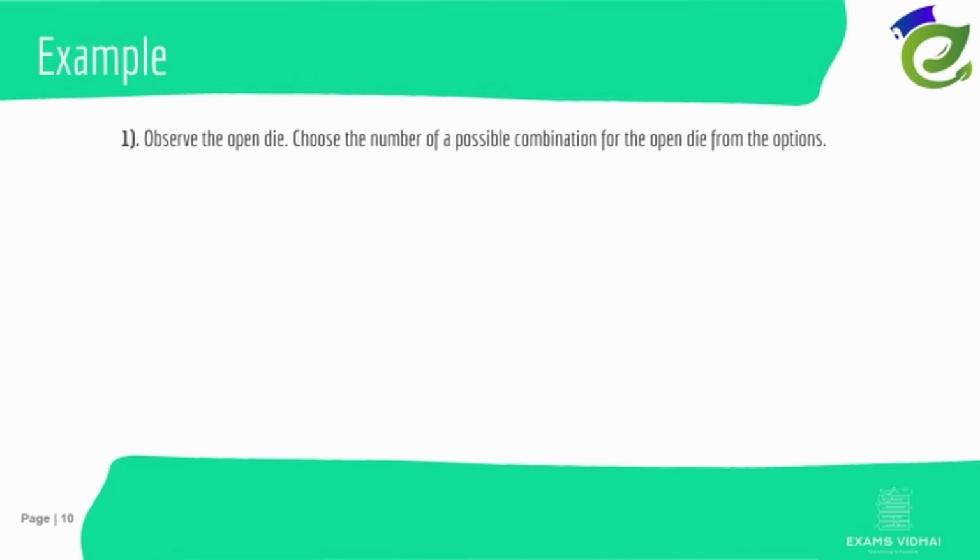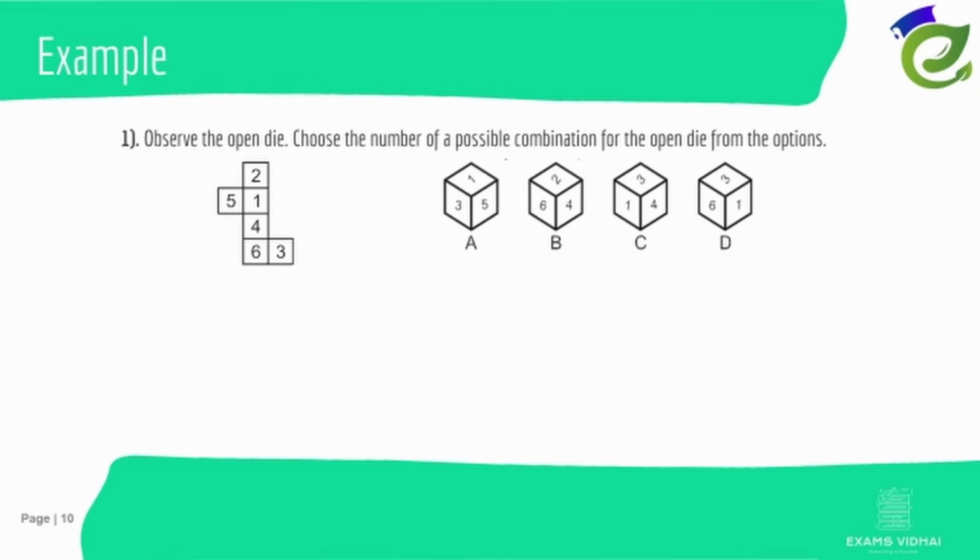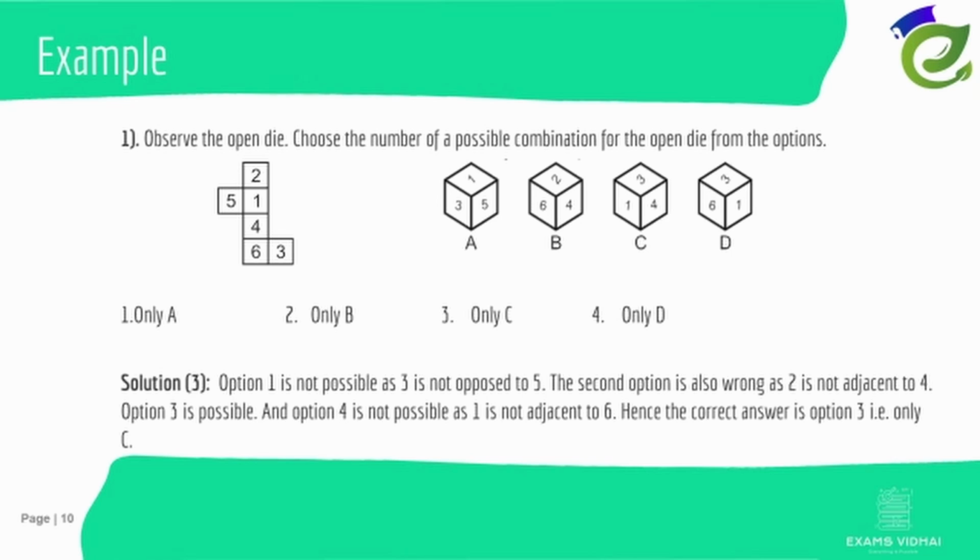Now let's solve a few questions. Question 1. Observe the open die. Choose the number of a possible combination for an open die from the options. To solve this question, we will try and delete the options that are not correct. The remaining option will be the answer. Let's see the solution.